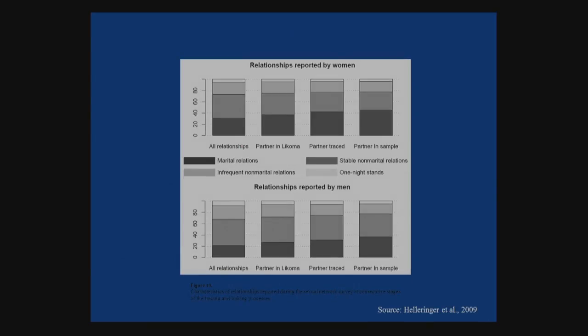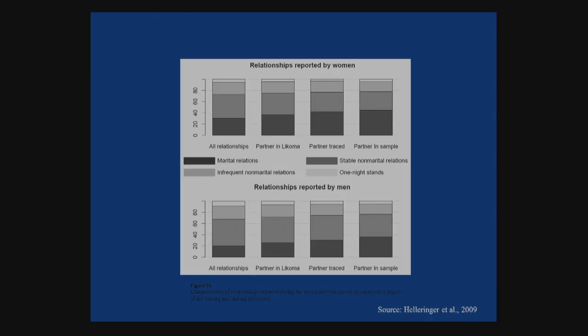So this is just a slide that shows the percentage of people who are in and out of the sample for men and women, showing that it's pretty similar. And here is an interesting slide that shows the relationships reported by men and women. The bottom dark part of this represents marital relationships. The next one to the right is stable but non-marital relationships. The next area in the lighter color is infrequent non-marital relationships, and the last one is one-night stands. So this shows you the distribution of sexual relationships for men and women. And what you can see, if you look at the differences between men and women, is that probably the most striking thing is that men have more stable non-marital relationships than women do, and slightly fewer marital relationships.